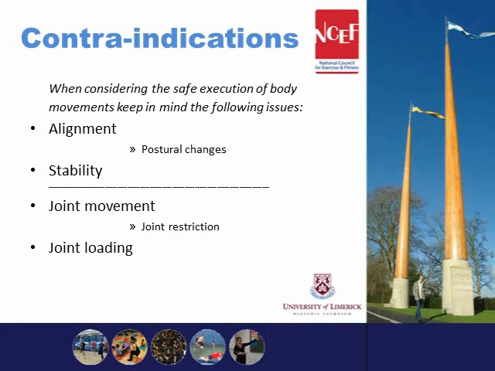So, for contraindications, when considering the safe execution of body movements, keep in mind the following issues. Alignment and stability. That could be postural changes. Joint movement and joint loading. That could be joint restriction. The human body is a wonderful machine capable of a wide variety of movements, but if the movements are done incorrectly or inappropriately, injury may occur.